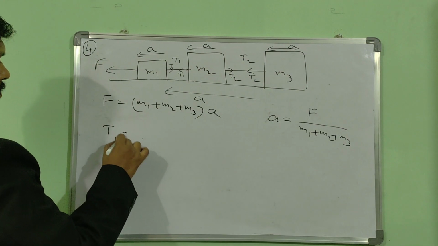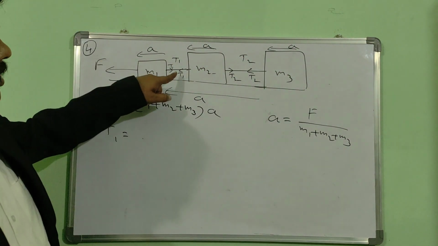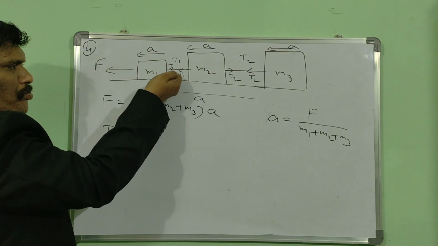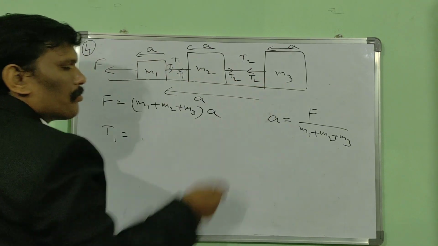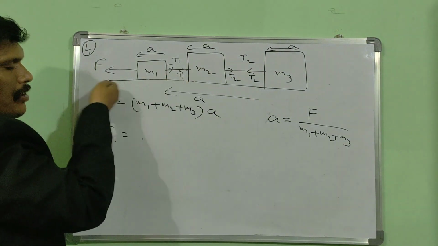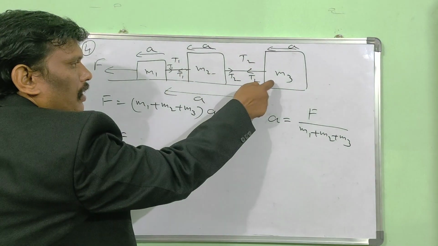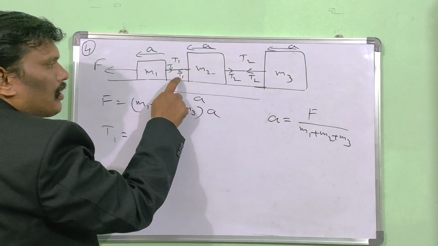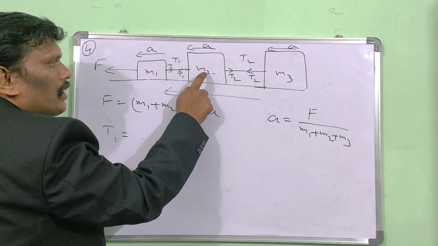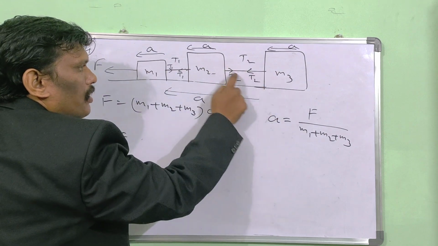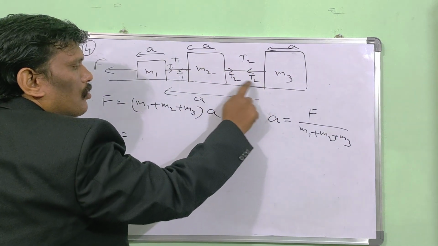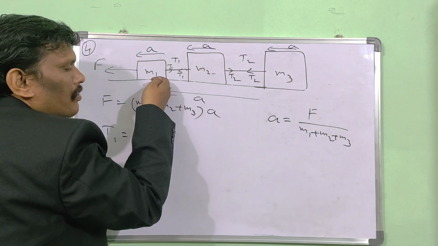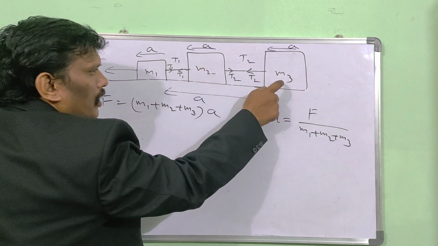Observe, tension T1. This is the tension T1. Tension T1 pulls the M2 and M3 bodies. These two tensions are equal and opposite, so they cancel each other. Then tension T1 pulls only two masses, M2 and M3. Why? Because this is a massless string, and these two tensions are equal and opposite and cancel each other. So tension T1 now pulls only two blocks, M2 and M3.